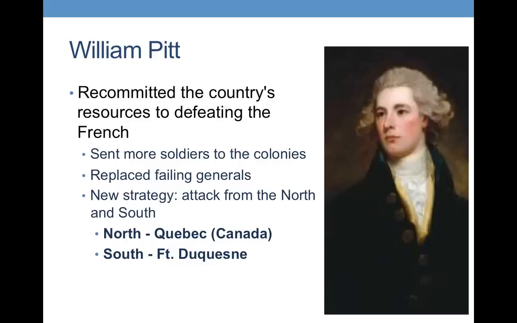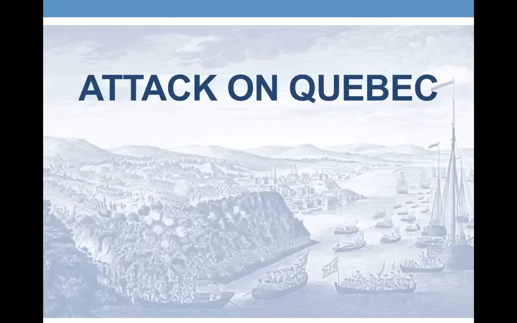And then he comes in with a new strategy: attack from the north and the south. In order to accomplish that, like we said, he needs more soldiers and better generals. The plan is to attack Quebec in the north and then Fort Duquesne in the south, and by doing this, pinch the French into a small area of land and hopefully win the war. And they're able to take Fort Duquesne fairly easily.